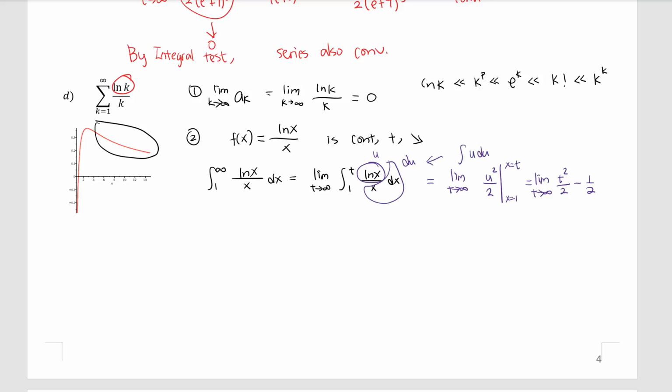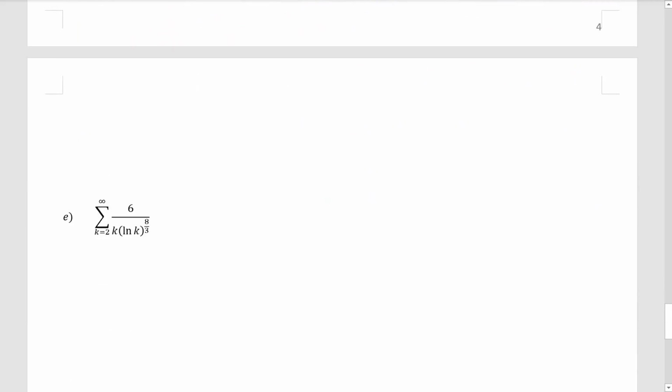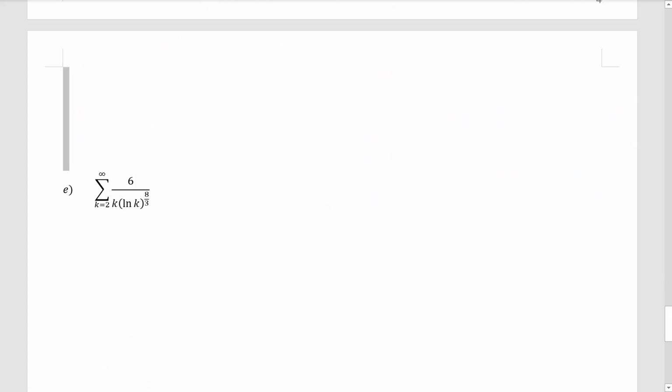All right, so we plug it in, and let's see what happens. When t goes to infinity, this guy just goes to infinity. Wow. So it means the integral diverges. So we say by the integral test, our series also diverges. Okay, so that's part D. And we still have one last one.